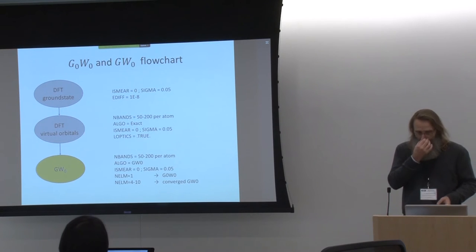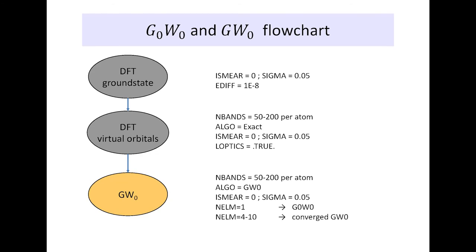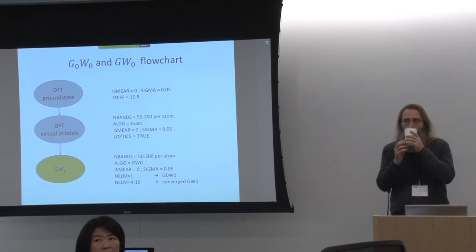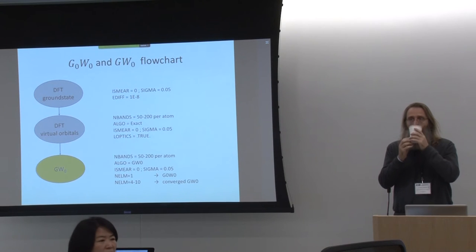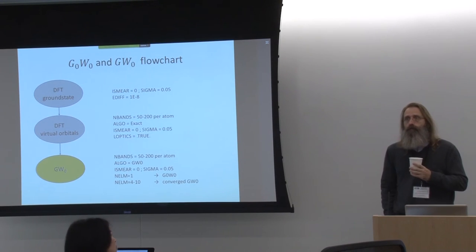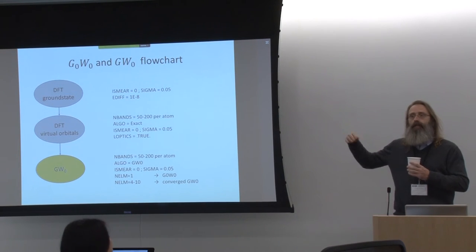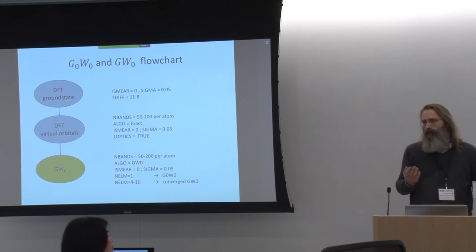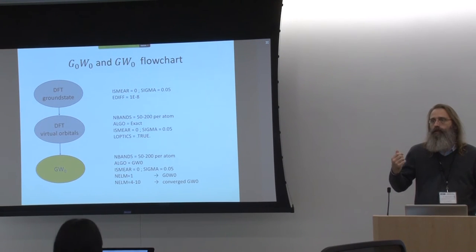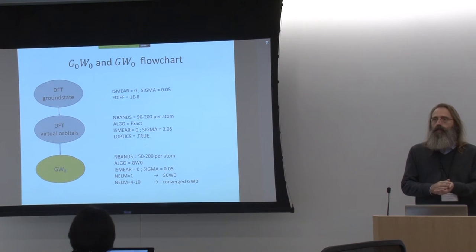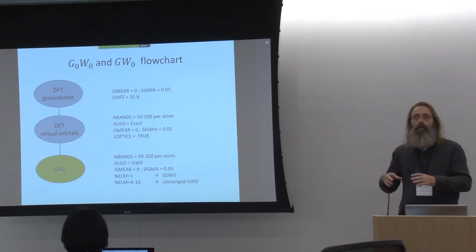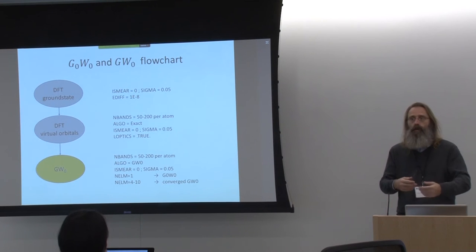Okay, this is a little flow chart. Yes? Is it possible to say, typically comparing DFT with the true answer, where GW and where GW naught and where G naught W naught are? I will show a little graph that shows you in terms of band gap, and I will show you some comparison to experiment, and in terms of excited states.